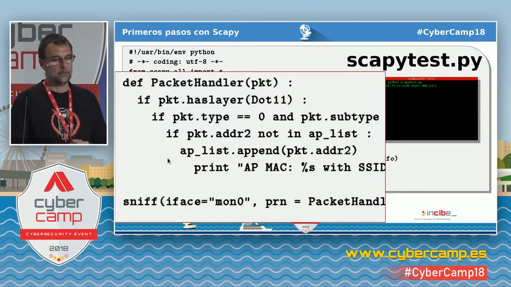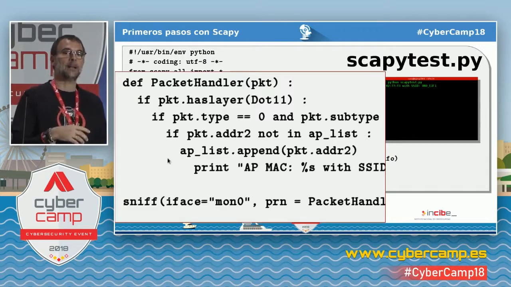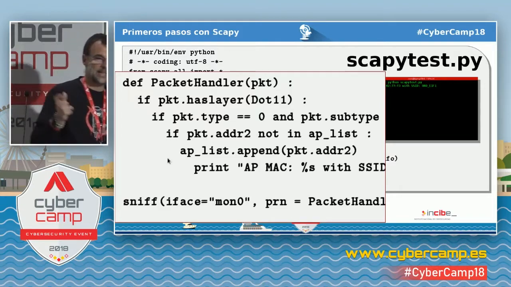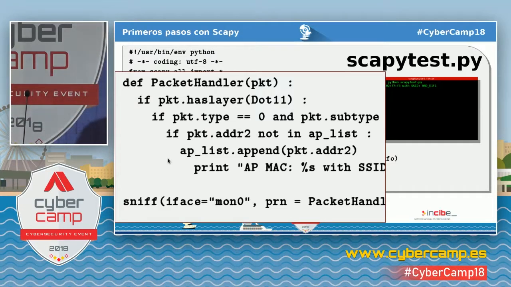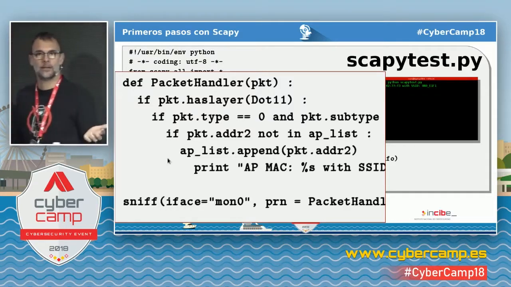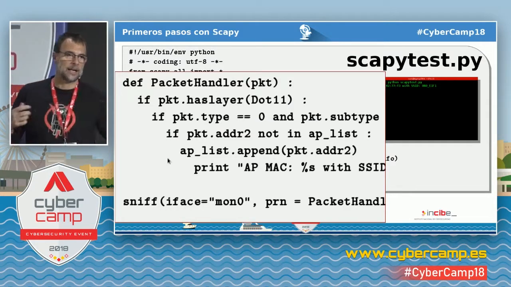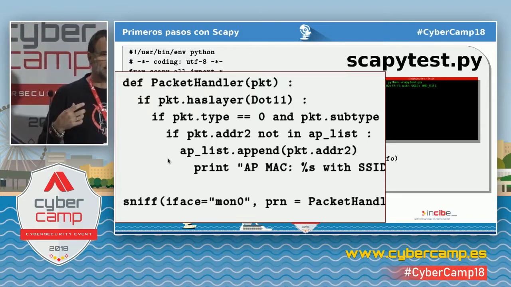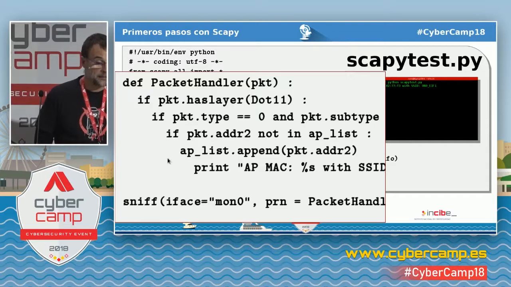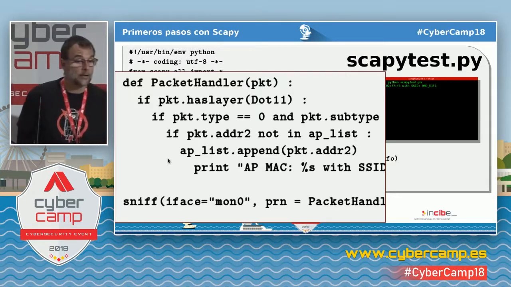So this is what we do first. This is a great initial filter, so that if the packet has layer Dot11, then go ahead with it. If it is not, then please discard it and continue with the next one. That's the first filter.